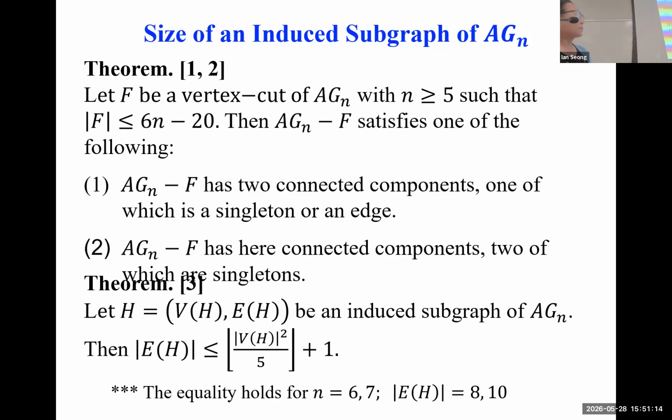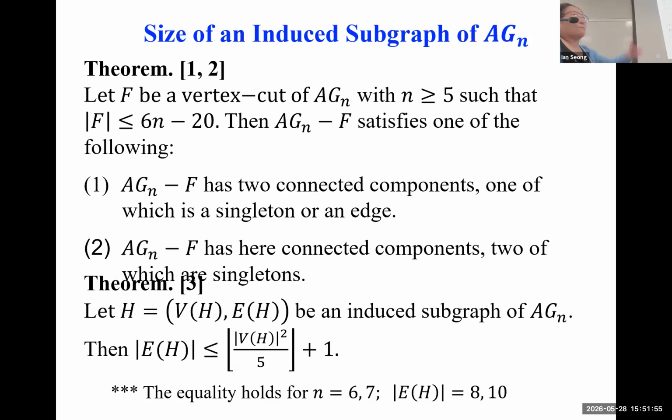There are results about AGN minus a vertex cut. For some sets, there are several results, not only this condition; I picked the most general one. If the vertex set is small enough, size less than or equal to 6n minus 20, where n factorial over 2 is fairly big, the graph will satisfy one of the following. You take away this vertex set and it results in 2 connected components, one of them a singleton.